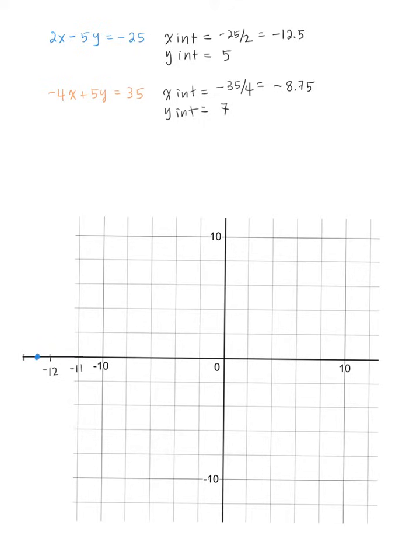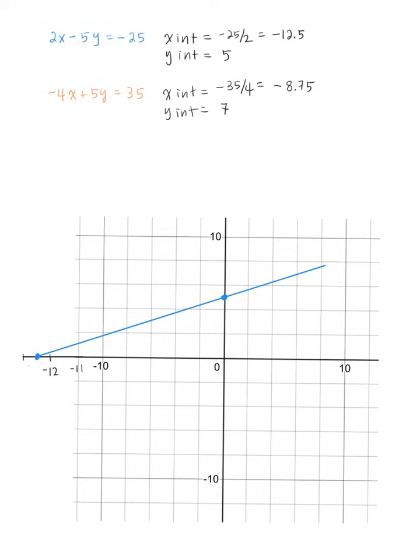And then the y-intercept is 5. So this goes by 2, 4, 6, 8, 10, right? So the 5 is going to be here. All right, so now let's draw the straight line through it, and then let's work on the next equation.